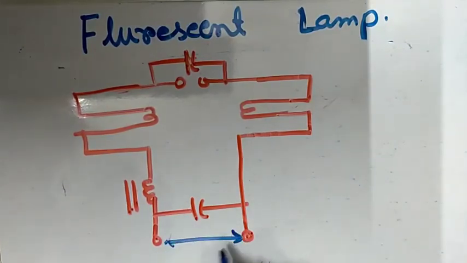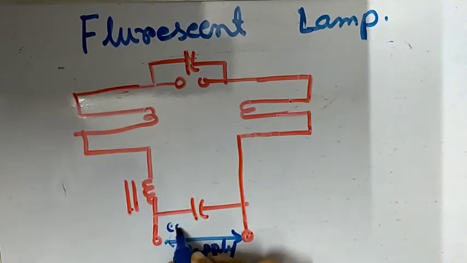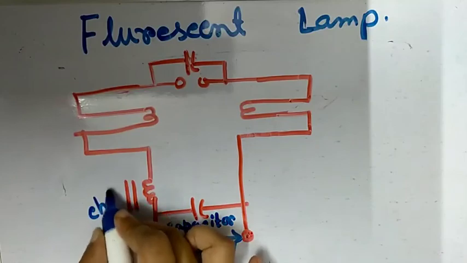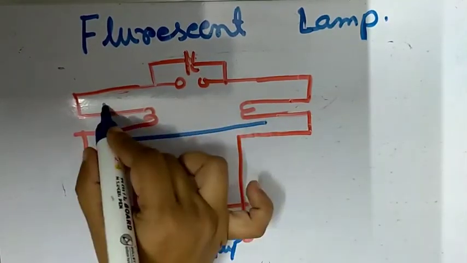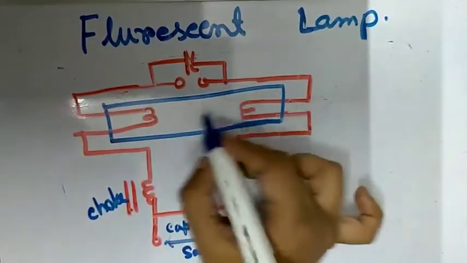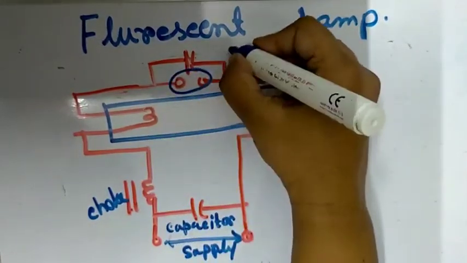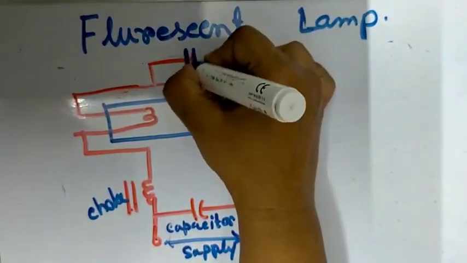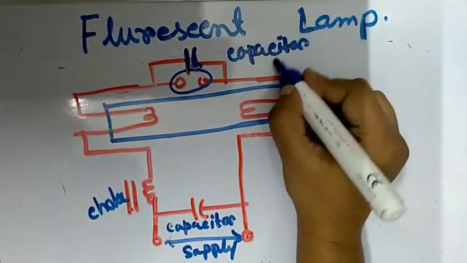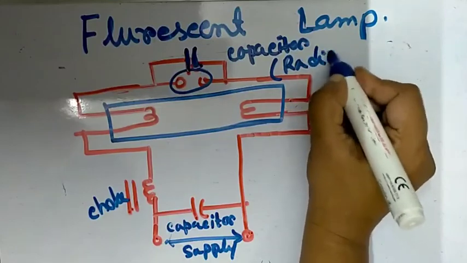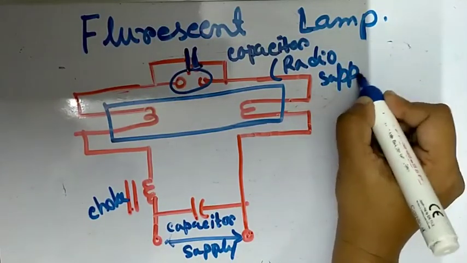This is the supply. This is the capacitor. This is the choke. This is also a capacitor. Radio suppression.